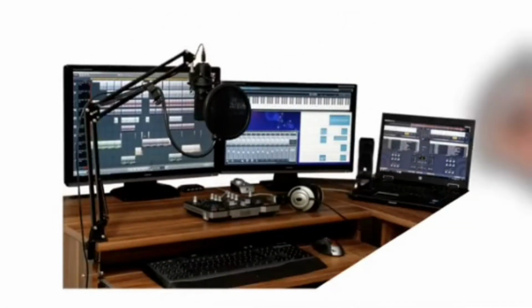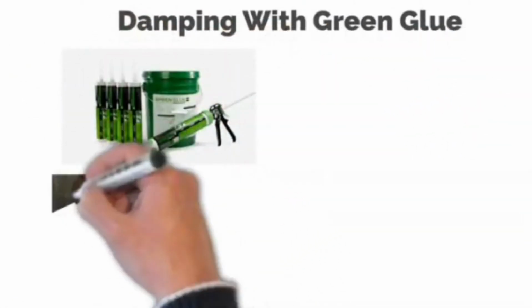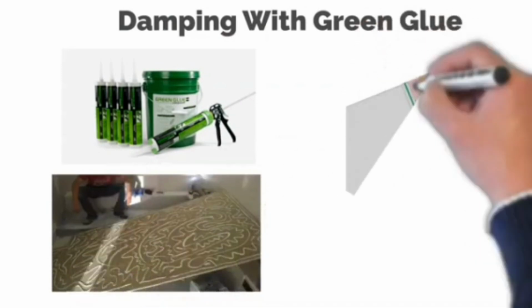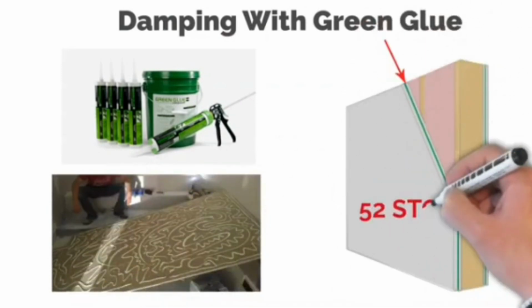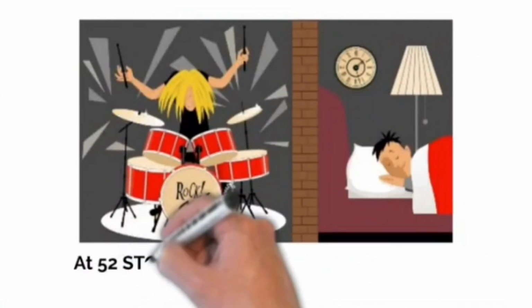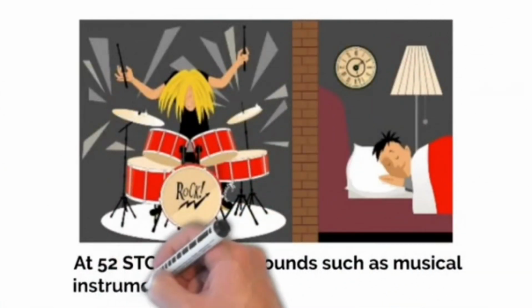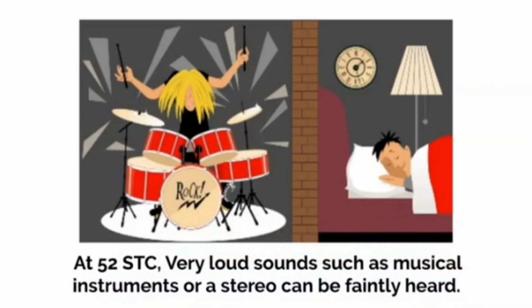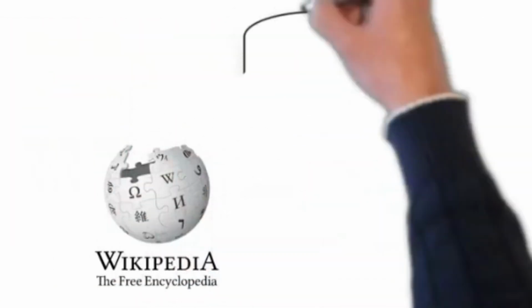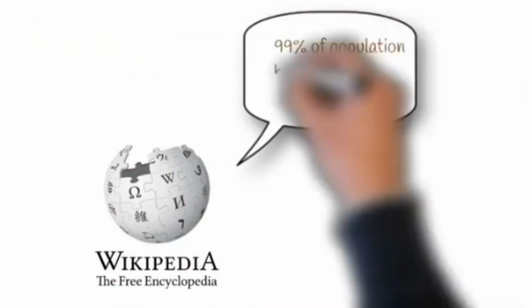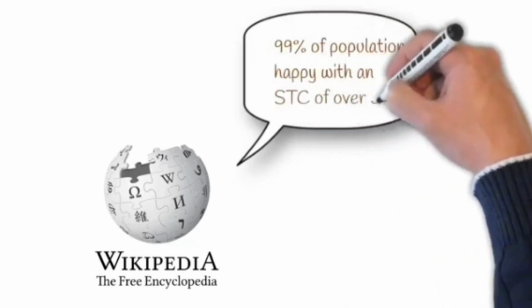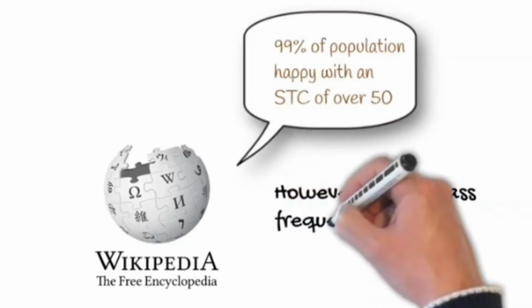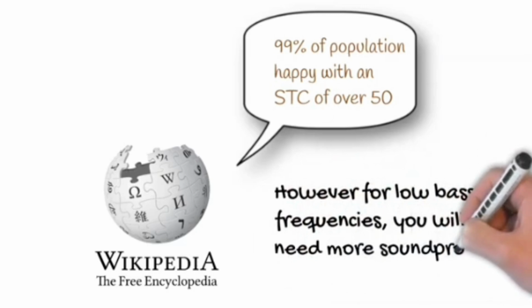If you have a recording studio at home, you would definitely require more soundproofing. Damping. By adding green glue damping in between the double drywall layers, the STC of your room increases to 52. At 52 STC, very loud sounds such as musical instruments or a stereo can be faintly heard. As per Wikipedia, 99% of the population is happy with an STC of above 50. However, for low bass frequencies, you will need more soundproofing.